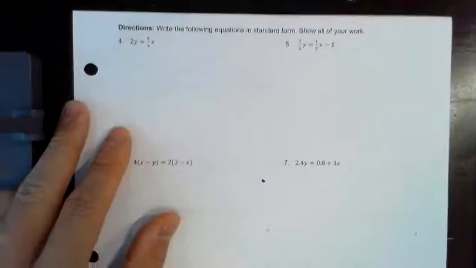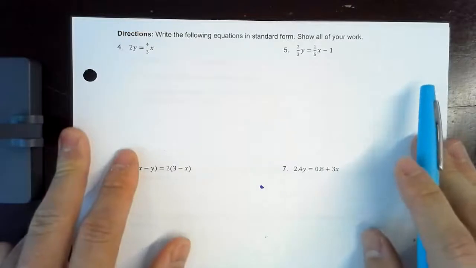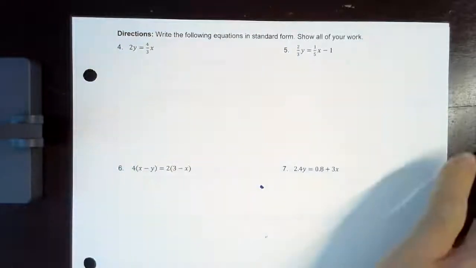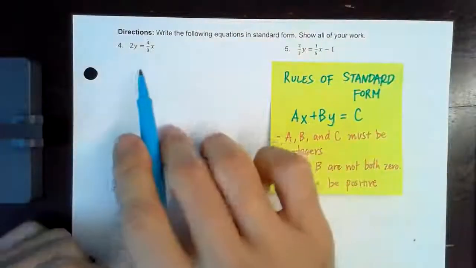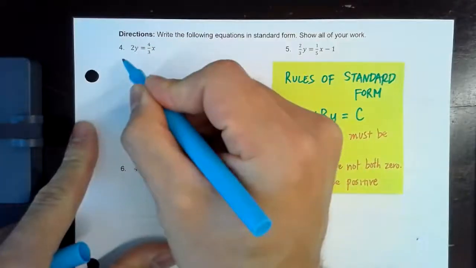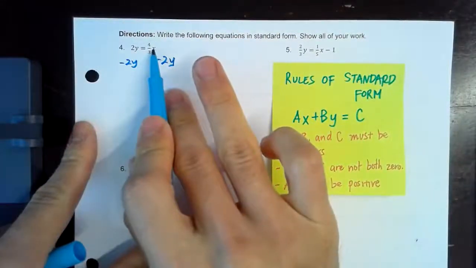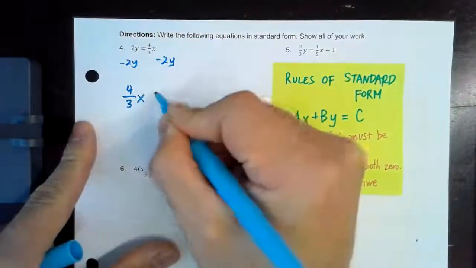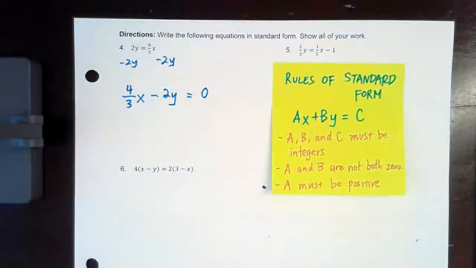So if you look at number 4, you'll see that the x and the y values are not on the same side, right? You want to keep the x and the y values on the same side. You also want to keep your variable positive for x. So although some people might say to subtract 4/3 x from both sides, I actually think that the smart move would be to subtract 2y from both sides, right? That keeps my variable of x, the coefficient of it, positive. So I end up getting 4/3 x minus 2y is now equal to 0.